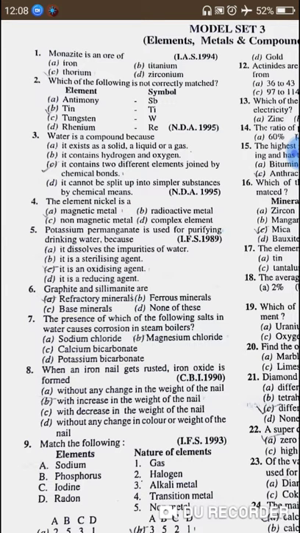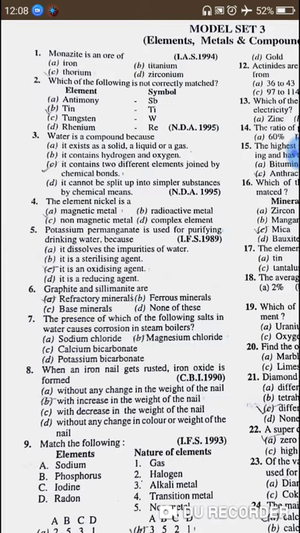Here in the next question we have to match the elements with their symbol, right? So here first antimony and its symbol is Sb. It's correct. Next is our tin and its symbol is given as Ti, which is absolutely wrong. Next come towards tungsten and its symbol is W. It's also correct. Next is our rhenium and its symbol is our Re. So here the wrong answer is our tin, whose symbol is written as Ti.